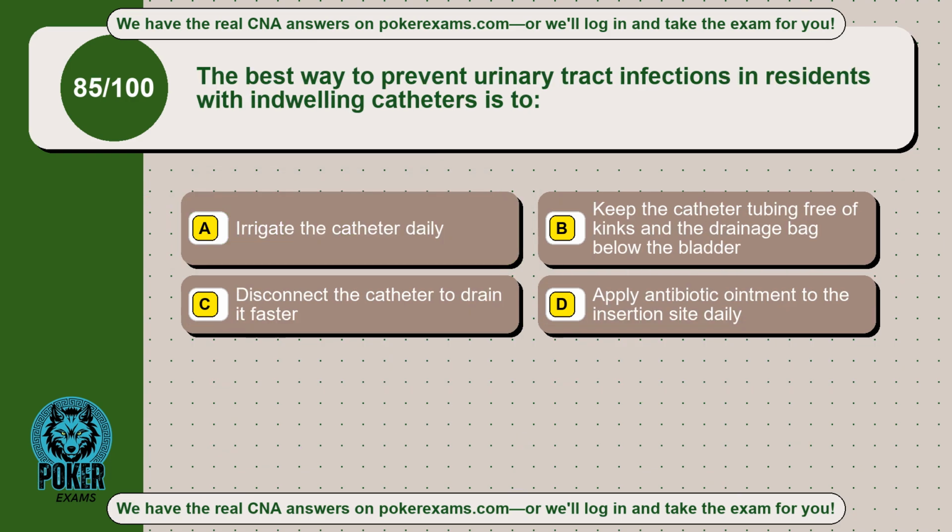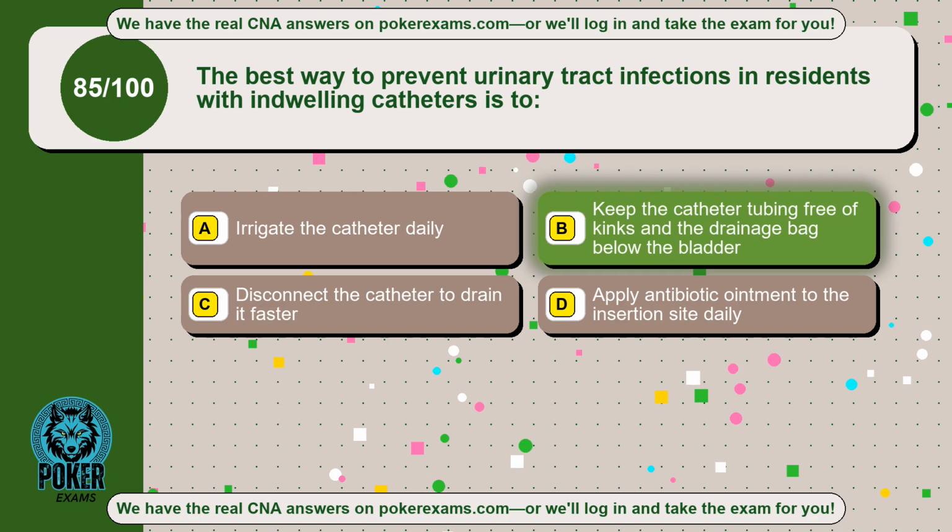Question 85. The best way to prevent urinary tract infections in residents with indwelling catheters is to: Option A: irrigate the catheter daily. Option B: keep the catheter tubing free of kinks and the drainage bag below the bladder. Option C: disconnect the catheter to drain it faster. Option D: apply antibiotic ointment to the insertion site daily.